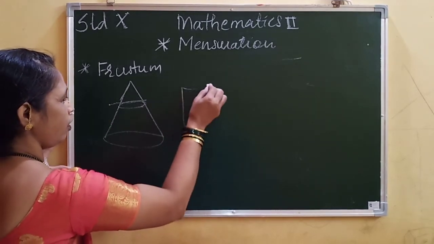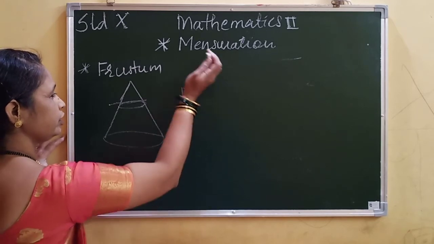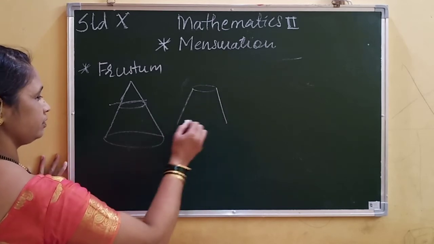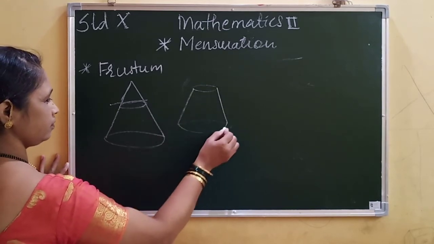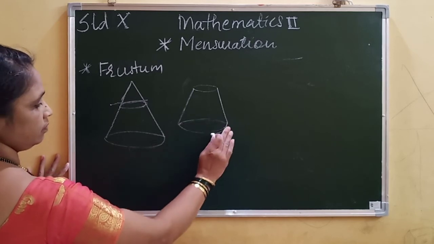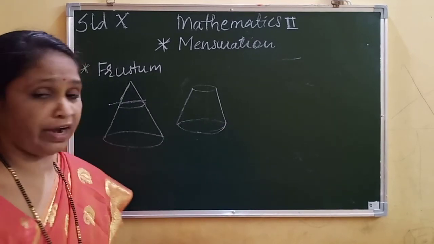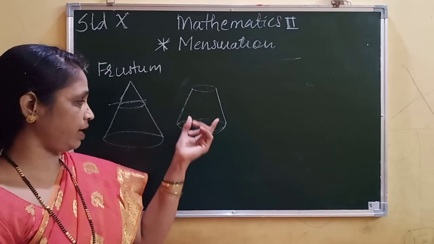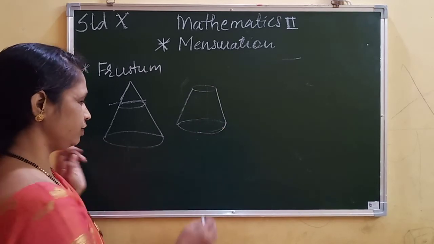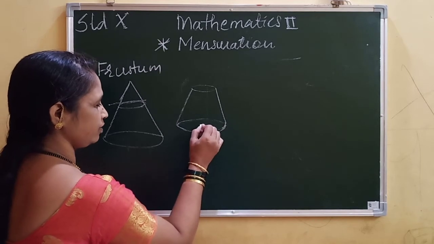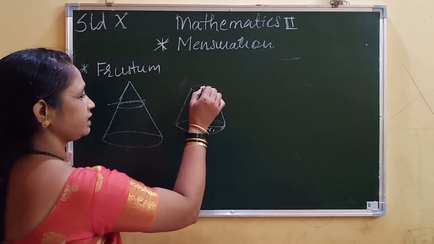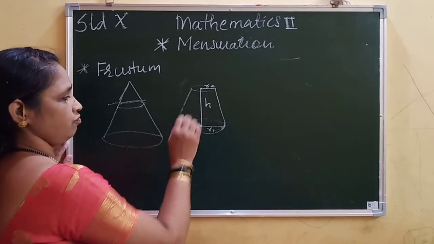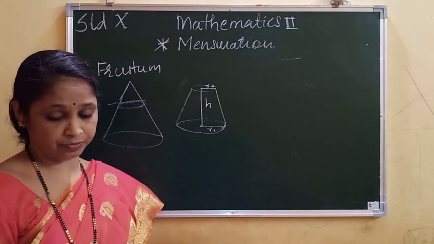Now see, a glass or a bucket, these are all the shape of the frustum. The bucket shape you know, this is the shape of the frustum. Frustum you have to find out. Here this is the smaller circular part and this is the bigger circular part. So we will consider this radius as R1 and this radius as R2, and this is the height of the frustum. This is the frustum shape we have got.